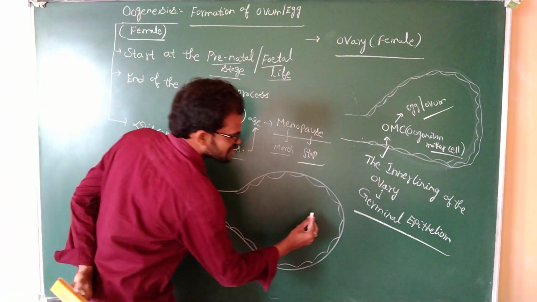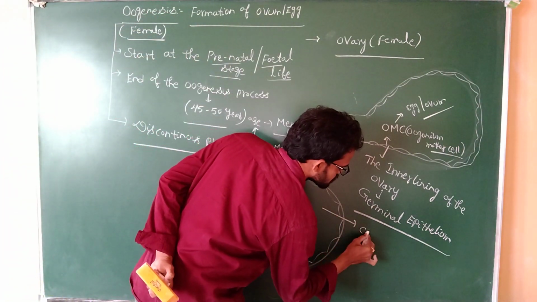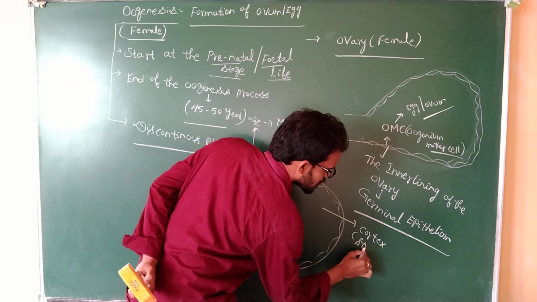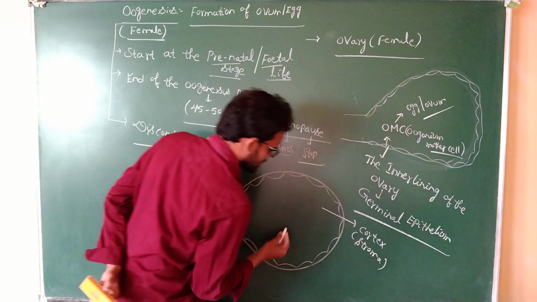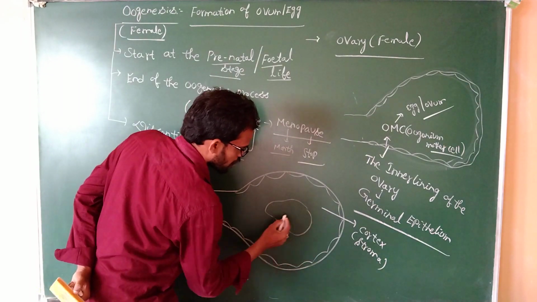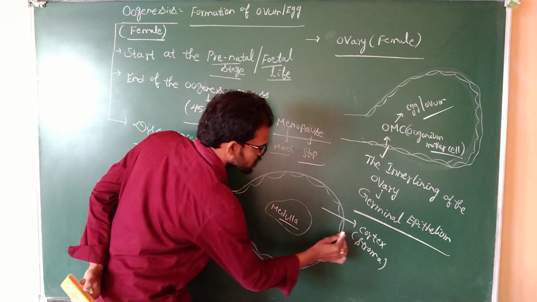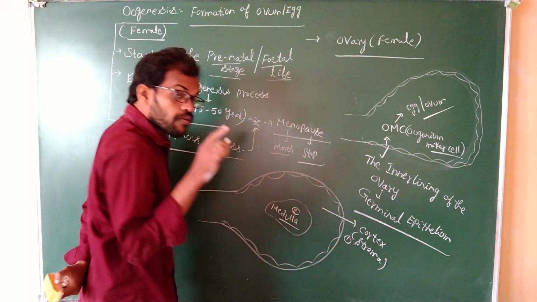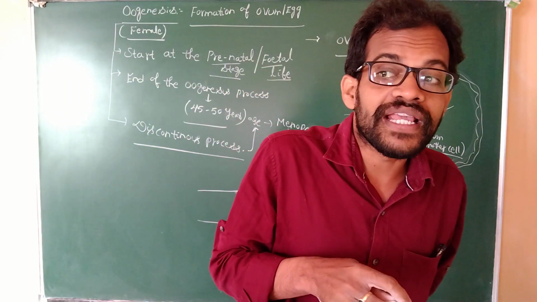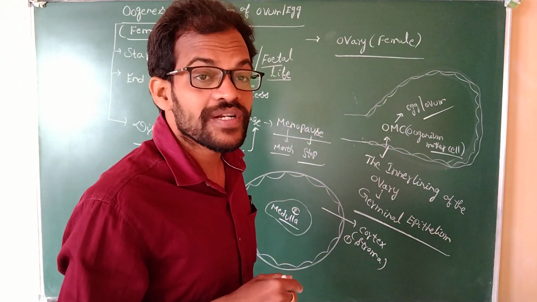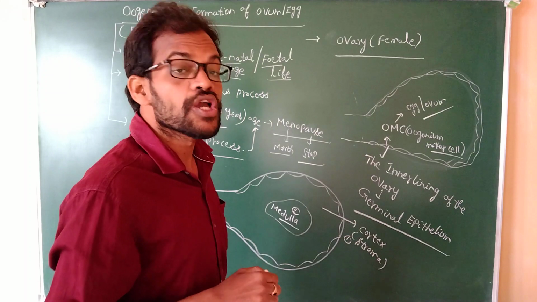Inside, the ovary is divided into two main parts. The first part is the cortex, also known as the stroma. The second part is known as the medulla.